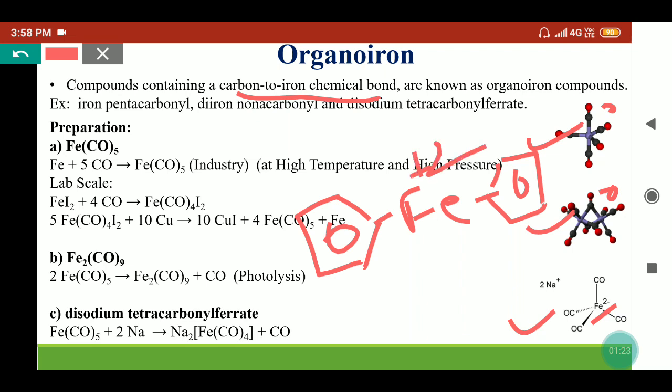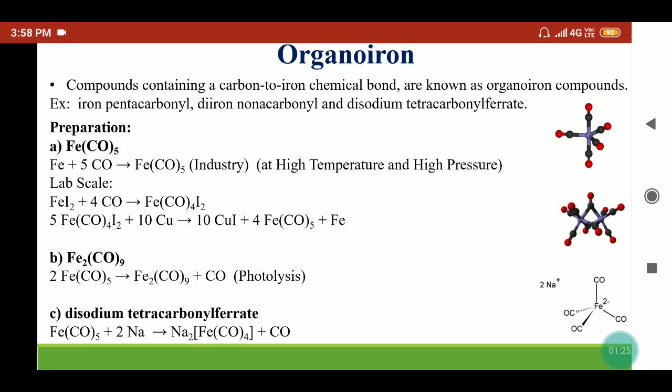Now coming to the preparation, iron pentacarbonyl can be prepared by the reaction of iron with carbon monoxide at very high temperature and high pressure. This method is used in industry. For the lab scale synthesis, iron iodide can be reacted with carbon monoxide to give the iron carbonyl iodide complex, which is further reacted with copper metal to yield iron pentacarbonyl.